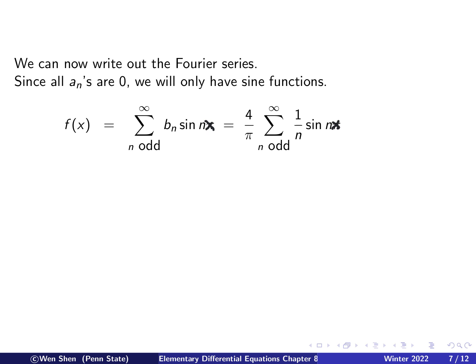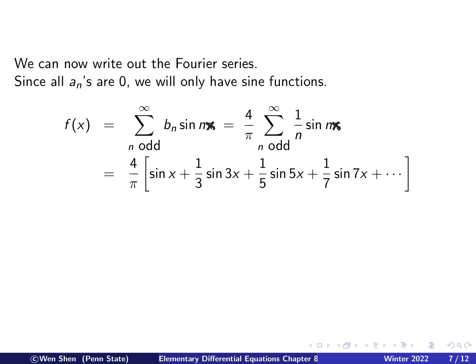Okay, we can put in the expression of Bn, and we see that 4 over pi is a fraction that does not depend on the index n. We can take it out, and then we have this factor out, and the summation summing over all odd n, 1 over n of the sine function.